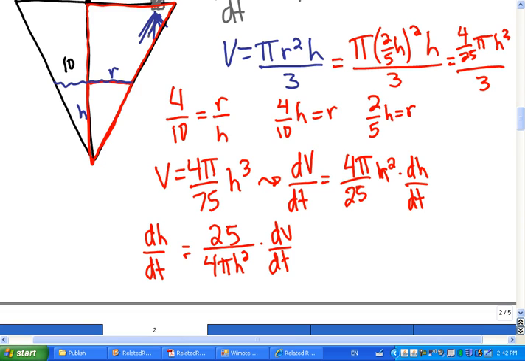So I can substitute all the information in now. In my particular spot, the height is 5, and the volume is increasing at a rate of 10 cubic feet per minute. So this would tell me how fast the height is rising.